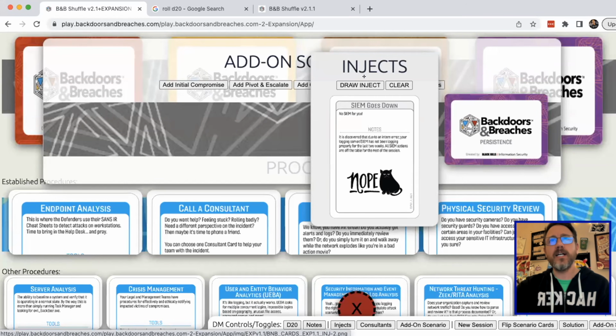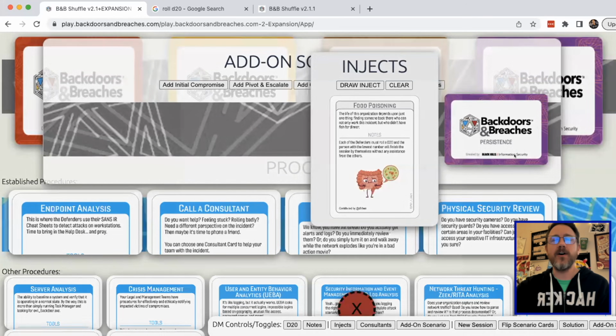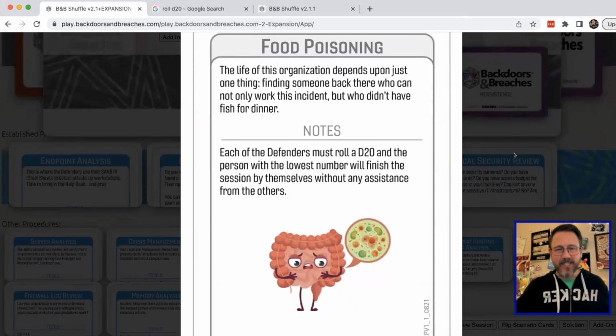All right. So I show you one more. Food poisoning. Oh, my favorite card in the whole deck. This is also like the COVID card, but we thought COVID at some point would maybe, hopefully one day, not necessarily be as major of a problem as it is. But this one here is each of the defenders must roll a d20, and the person with the lowest number will finish the session by themselves without any assistance from others. And so everyone has to remain silent. Everyone has to be quiet. And then this one person who rolled the lowest number has to solve the rest of the incident by themselves.